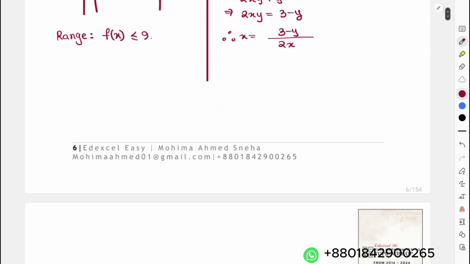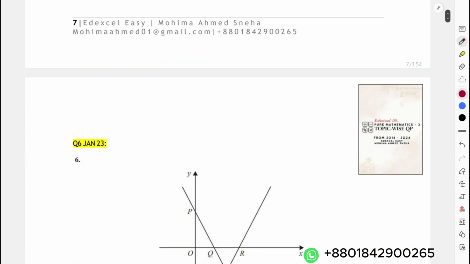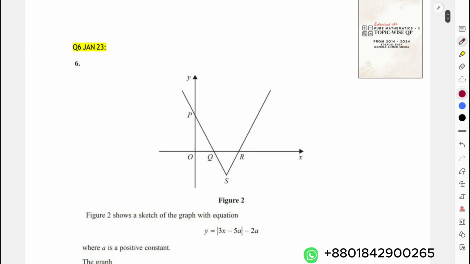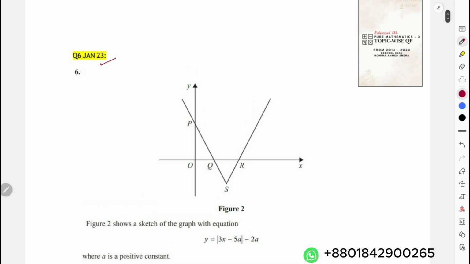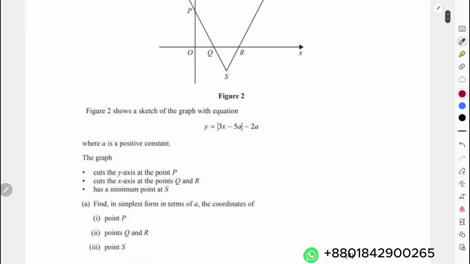Now if we move on to your next question, this is from January 23, question 6. Okay, in this, again, they are doing the same thing, right? They have given you one function with absolute value, and they stated that inside the absolute value we have an a, where a is a positive constant. This graph cuts the y-axis at point P, the x-axis at points Q and R, and this top vertex is S. So we need to find the coordinates of P, Q, R, S in terms of a.